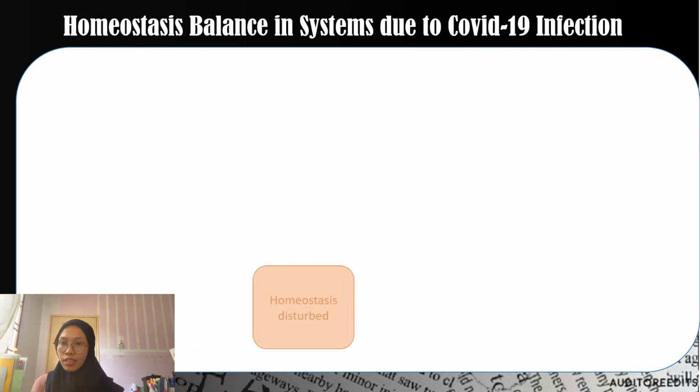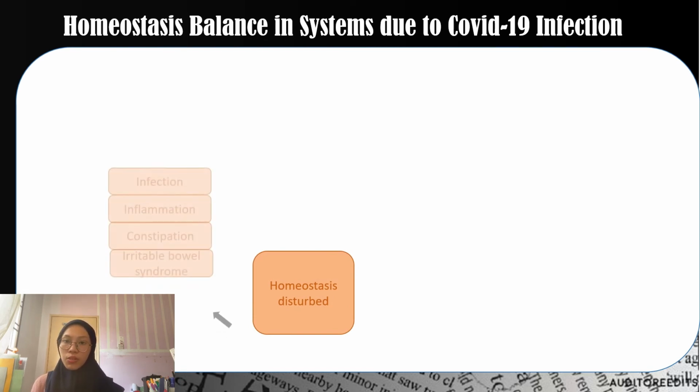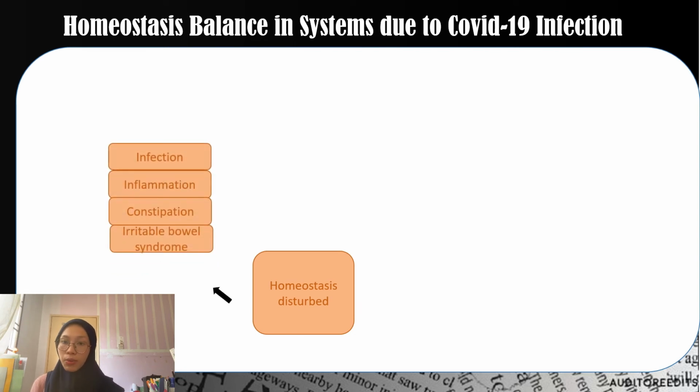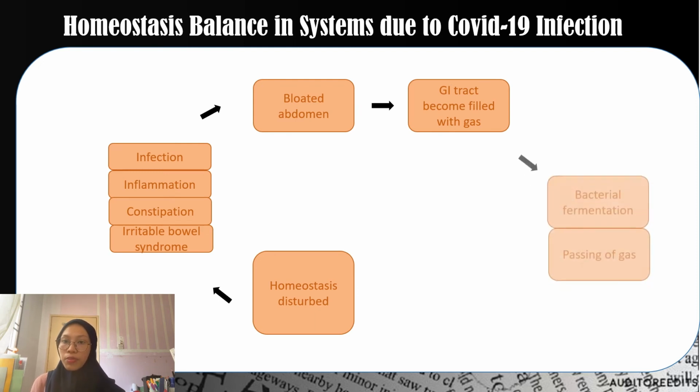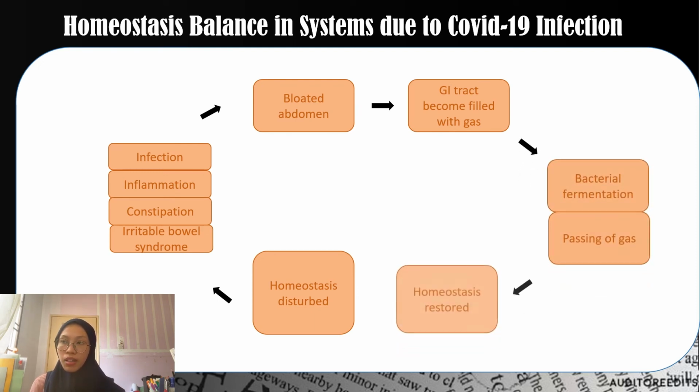COVID-19 infection can be a disturbance for the homeostasis, and this will lead to inflammation, constipation, and irritable bowel syndrome. So all of this can lead to a bloated abdomen. A bloated abdomen is when the gastrointestinal tract is filled with gas. In order to balance this homeostasis, the gas will be passed out from the gastrointestinal tract.